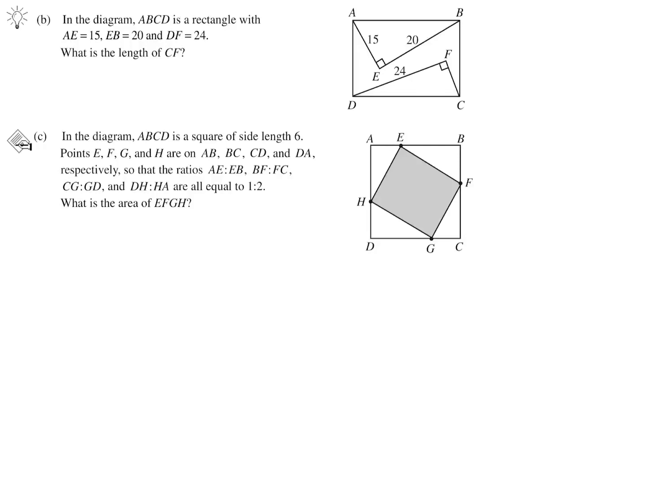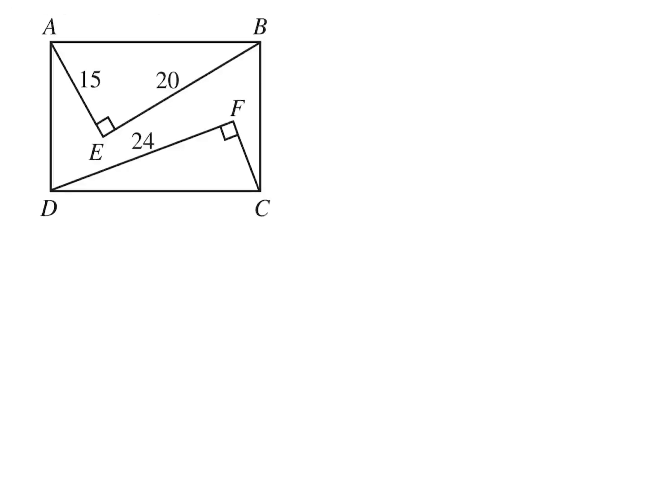In the diagram, ABCD is a rectangle with AE equal to 15, EB equal to 20, and DF equal to 24. What is the length of CF? This side, AB, I can calculate because I have a right triangle right here, ABE. And therefore that will be, using Pythagoras, 15 squared plus 20 squared, like that.